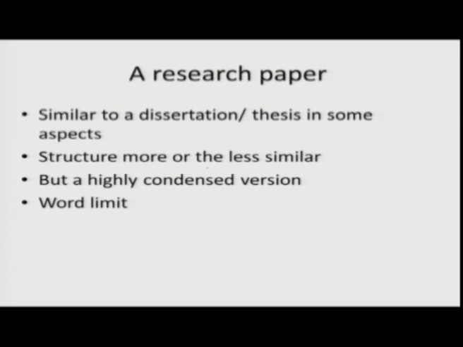So, how does it work? A dissertation is, as I mentioned, a fairly long document, about 150 to 200 pages, sometimes even more than that. However, a research paper has a strict word limit. Most of the time it is about 2000 words to 5000 words. So, one aspect which makes a research paper different is that it is a highly condensed version.